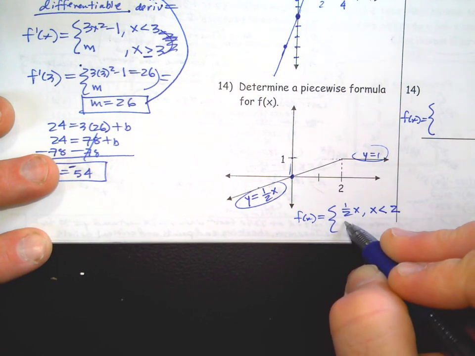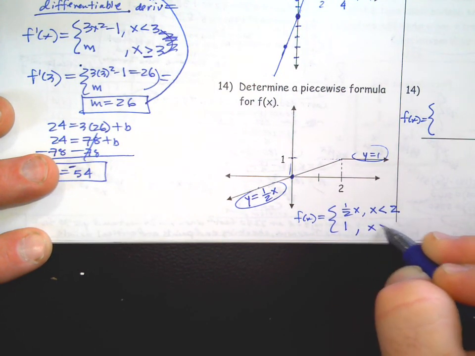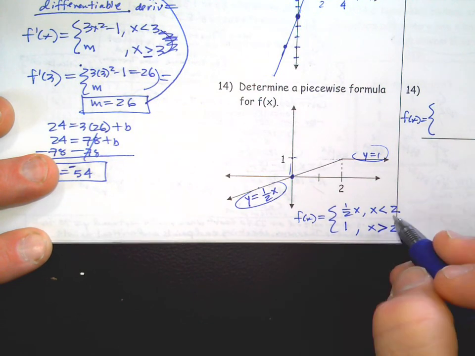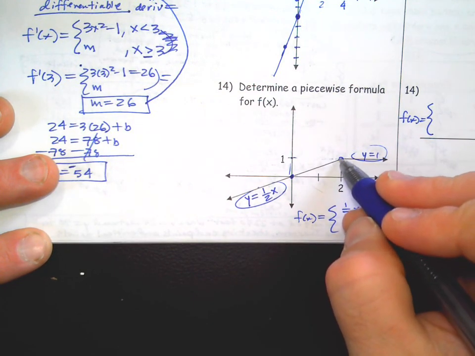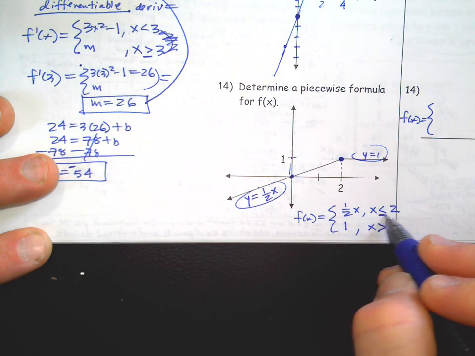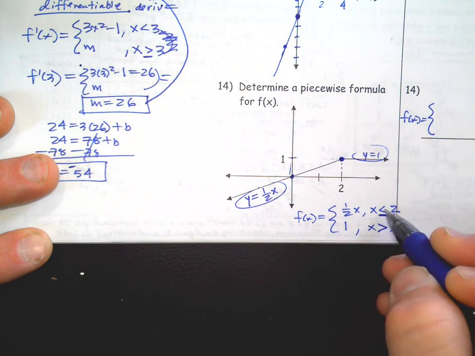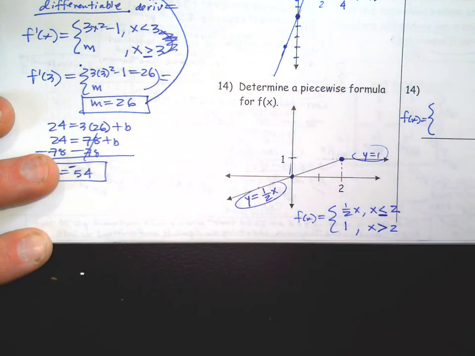And then y equals 1 for when x is greater than 2. Now, it's up to you which one you want to assign 2 to. You could put it here and not here, or you could put it here and not there. You should not put it on both. You need to have it on one.